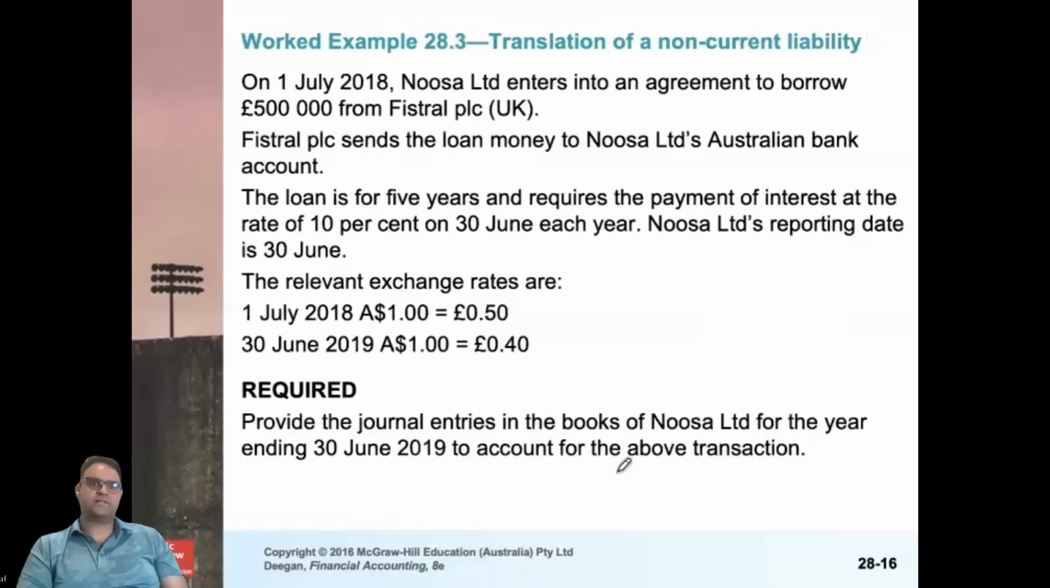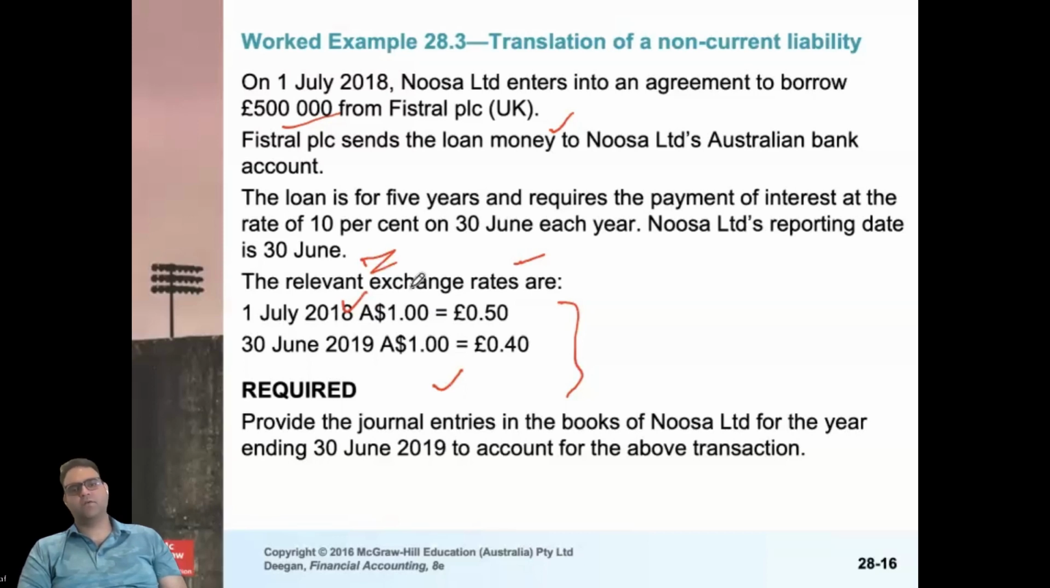Now, this is one of the examples. There is a loan of 500,000 that one of the companies entered into in the UK. There is a fluctuation in the exchange rate between when they enter and when the payment happens. The loan is for 5 years and requires a payment of interest at 10% on 30th June of every year. So in this example, they not only talk about the loan, but also the interest you need to pay every year. So every year the interest will also fluctuate when there is a fluctuation in the exchange rate.